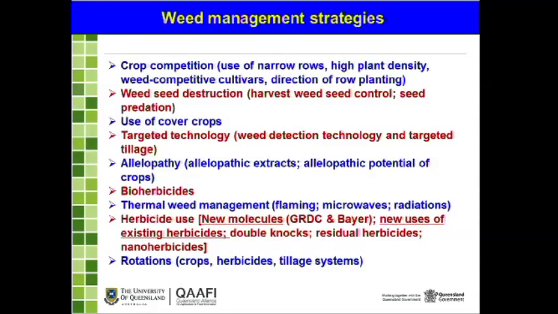Now, I think there is nothing new in this one. These are just a summary of different weed management strategies. I will not discuss each of them, but I will look at where there is a need. For example, crop competition: I will discuss a little bit about narrow rows and also weed-competitive varieties. Weed seed destruction, I think Michael Walsh will touch on later. Use of cover crops, targeted tillage. Herbicide use I will not discuss in this presentation, but there are a few good examples, like new molecules recently from the GRDC and Bayer agreement, and also new uses of existing herbicides, like double knock. I will discuss a little bit about them.